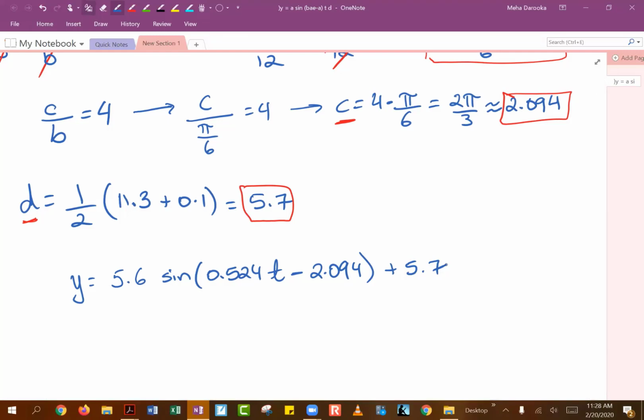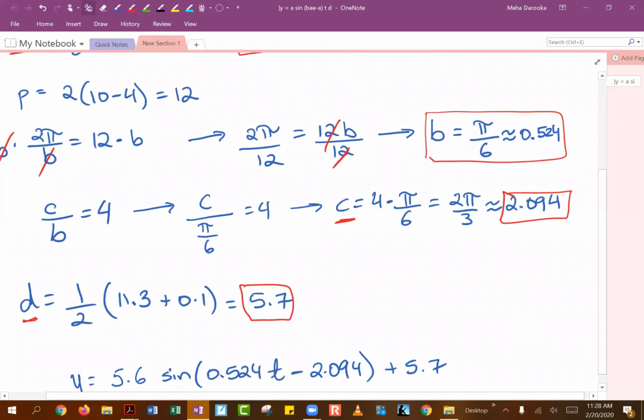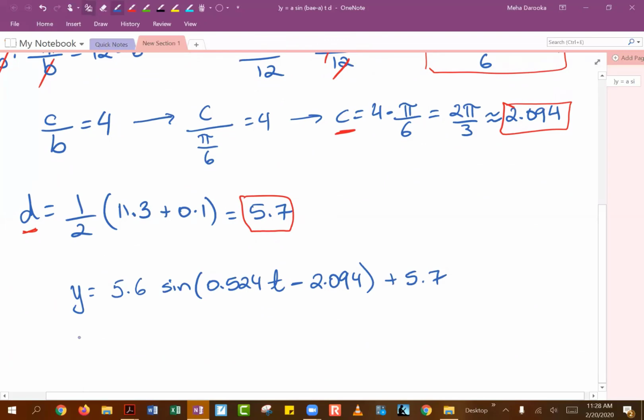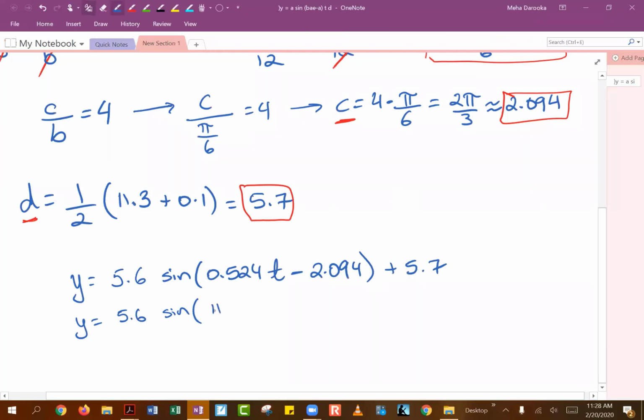Yeah, you could do that. The only reason we did decimals is because they did decimals in example 7. But we do have the exact answer. So you could have essentially done 5.6 sine of pi over 6 times (t minus 2 pi over 3) plus 5.7. Yeah, you could have done that also.